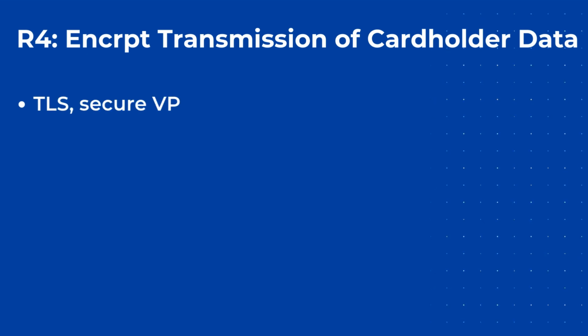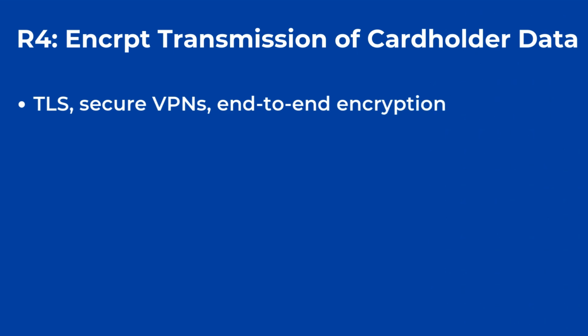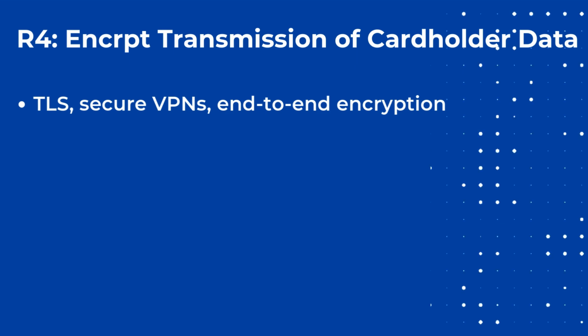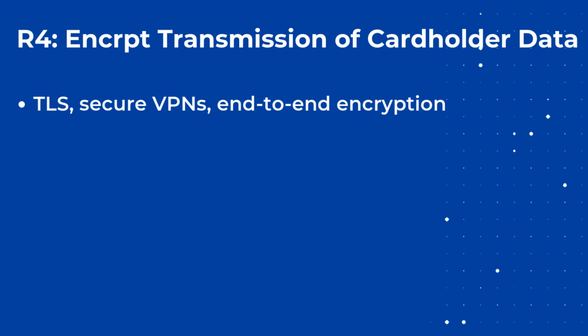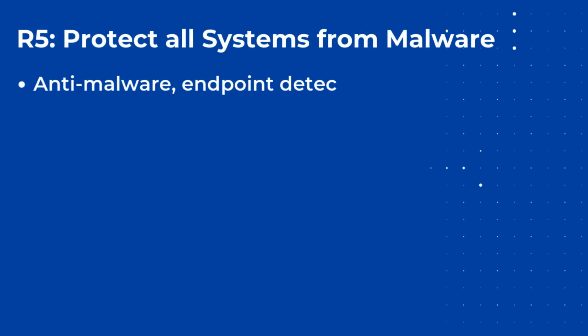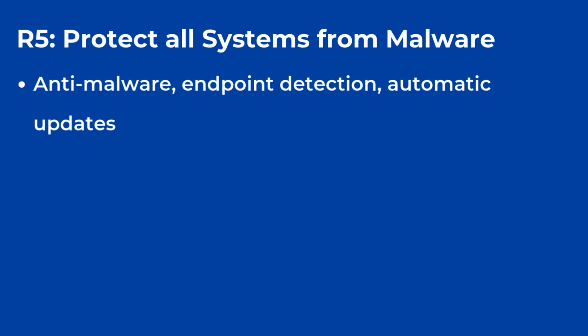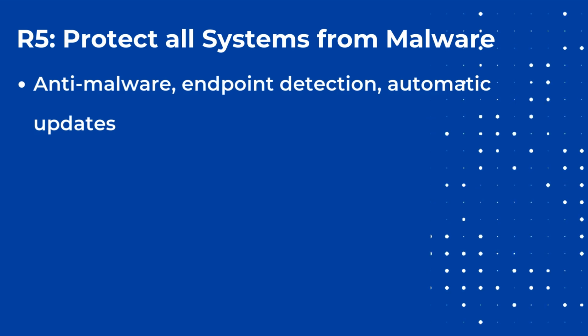Requirement 4. Encrypt transmission of cardholder data. Cardholder data must be protected during transmission across open or public networks. That means using strong encryption protocols like TLS 1.2 or higher and secure communication channels such as VPNs. Requirement 5. Protect all systems from malware. Malware is a major threat. This requirement focuses on anti-malware solutions, endpoint detection, and response tools that are updated automatically and monitored continuously.